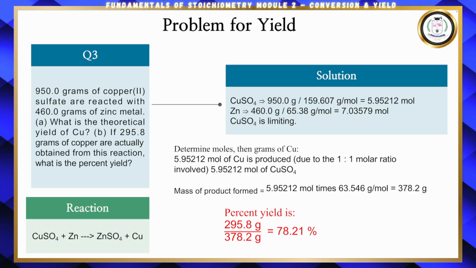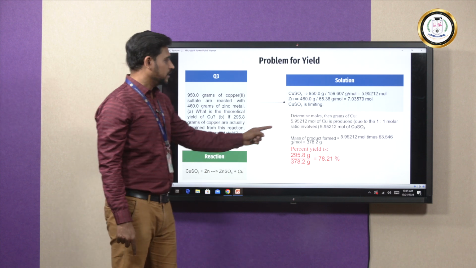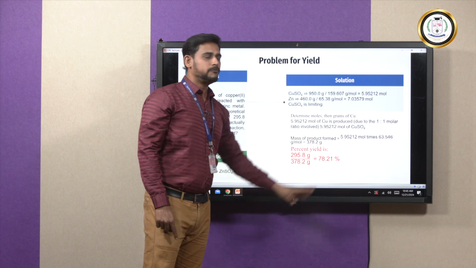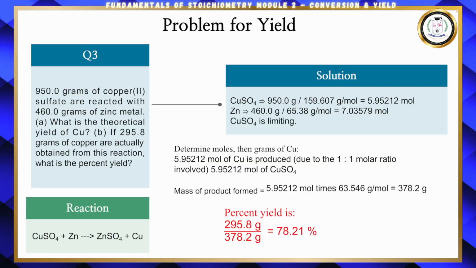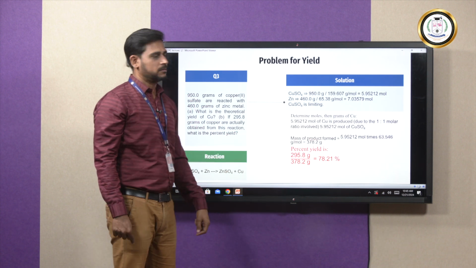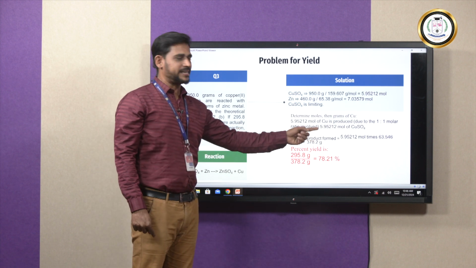So we want to calculate the product formed. 1 mole of copper sulfate reacts with 1 mole of zinc to form 1 mole of zinc sulfate and 1 mole of copper. That is, 5.95 moles of copper sulfate will produce 5.95 moles of copper. So the mass of product formed is 5.95 moles multiplied by the molecular weight, and you will get the mass of copper formed. So the mass of copper formed is 378.2 grams. That is the first question: what is the theoretical yield of copper? The theoretical yield of copper is 378.2 grams.